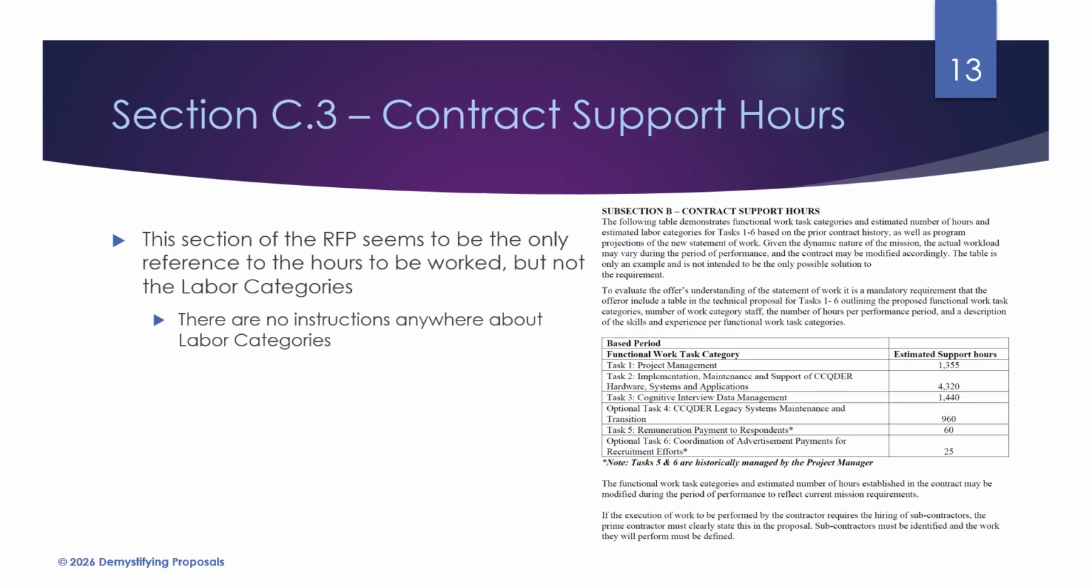So section C3 lists the contract support hours. And this will obviously be super useful or required when you're doing your pricing, but it also affects our staffing plan because this is the only section of the RFP that has any references to hours to be worked, but it doesn't include labor categories. And there are no instructions anywhere in the RFP about labor categories. But you need to think about, as you're building your pricing, what labor categories do you need for the tasks? How many hours each of those people is going to be working, which is obviously a factor in your pricing, but also you're going to need to address that in your staffing plan as well, because you need to explain why you need those people for the particular tasks.